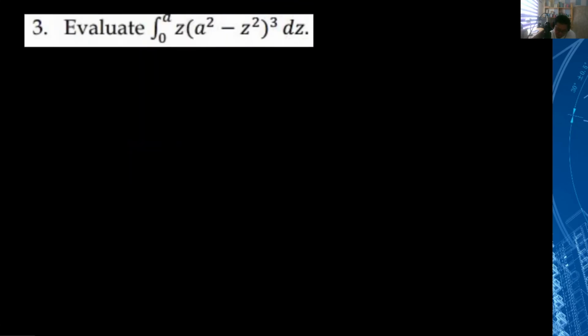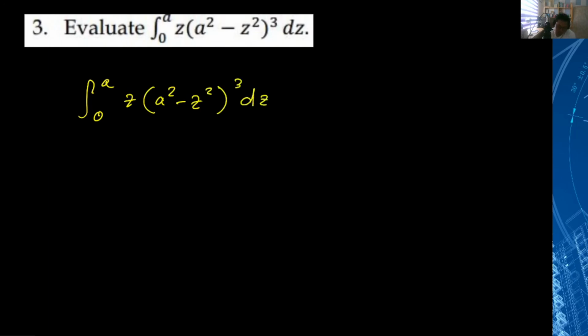Okay, so let's jump to problem number 3. Evaluate the integral of z times (a squared minus z squared) to the power cube dz. Okay, so let me write first the equation. Integral from 0 to a of z (a squared minus z squared) cubed dz.